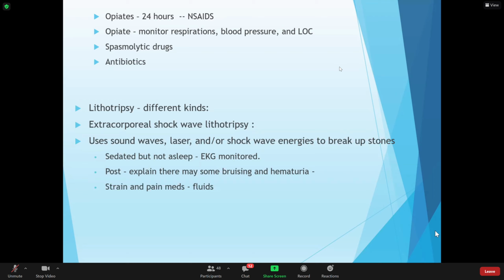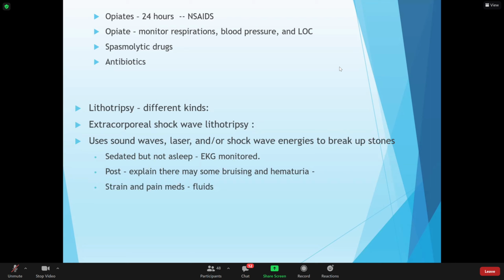Antibiotics are needed. Why? Because this kidney stone certainly can lead to a urinary tract infection. They might already have a urinary tract infection that caused the kidney stone, so we're going to give them antibiotics. And then there's different types of sound waves, or lithotripsy is what we call it, where we use shock waves to break up the stone.